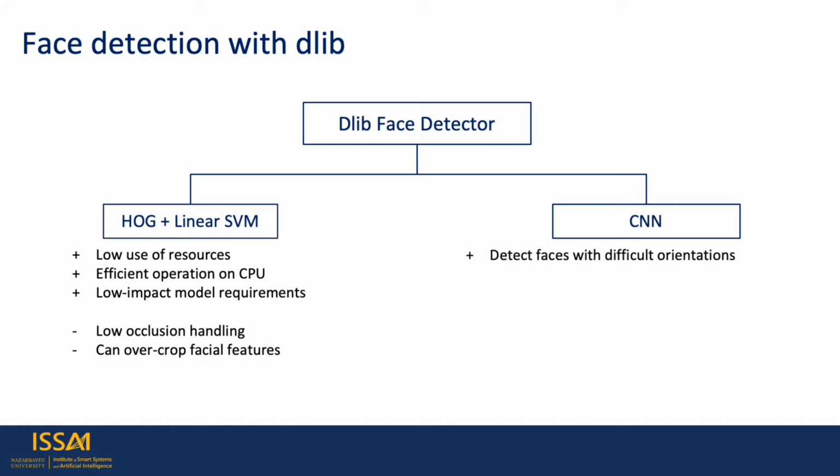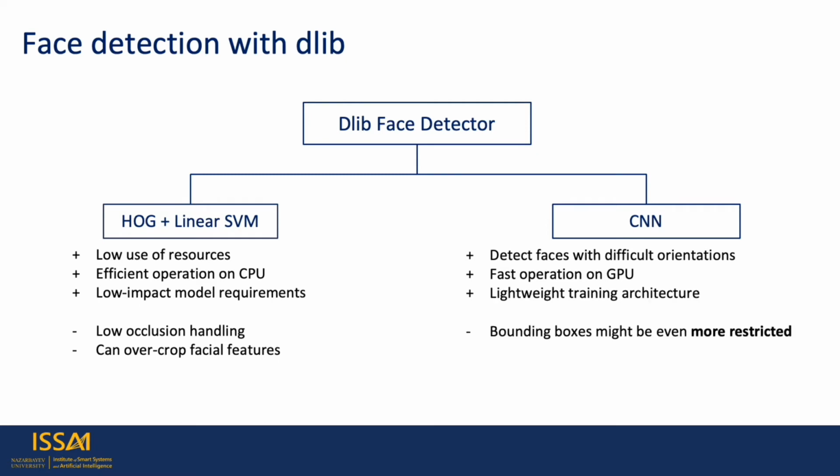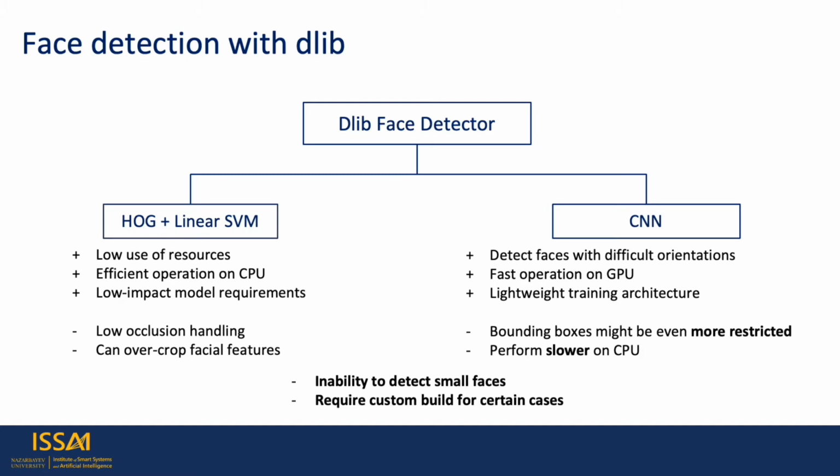In contrast, CNN can recognize difficult face orientations. It is extremely fast when operating on GPU, and it has a lightweight training architecture. However, CNN can produce bounding boxes even more restricted than HOG and performs much slower on CPU. Both models share the inability to detect faces smaller than 80 pixels square and require custom builds for some specific cases. To summarize this slide, the two models have different visual results and inference speed. Now let's see the differences in practice.